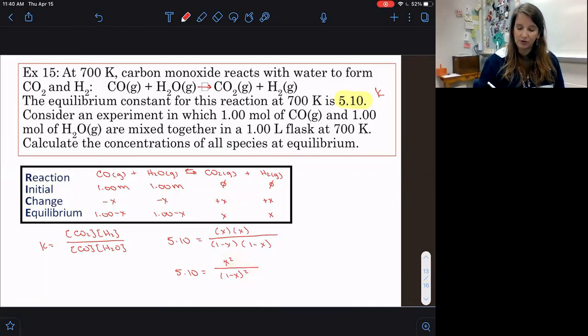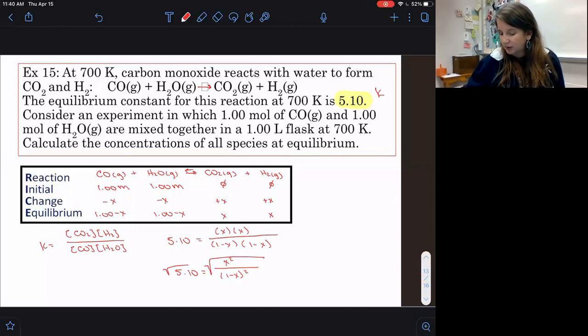So what we're going to do first is take the square root so we don't have to mess with the 1 minus X times 1 minus X situation. So we're going to take the square root of both sides here. That means, let me take the square root of 5.1 here. So that's 2.26. Yes, 2.26 is going to equal X over 1 minus X.